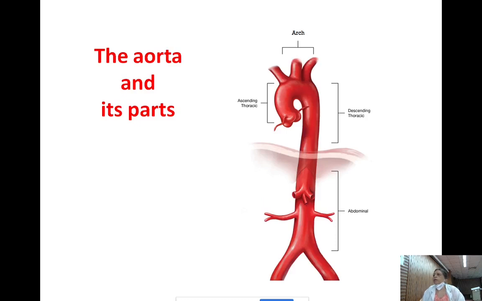Okay. Now today, first we will come to the aorta. The aorta is a very big vessel. It is the largest artery in our body, and it has many parts. It has a thoracic part and an abdominal part. It starts from the heart. From which chamber of the heart? From the left ventricle of the heart.